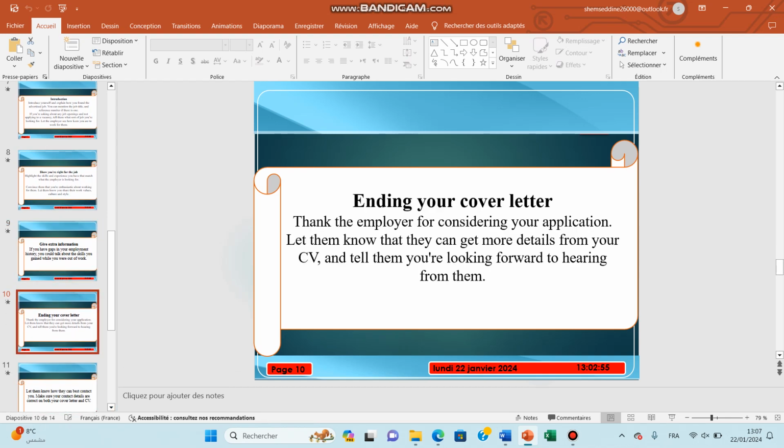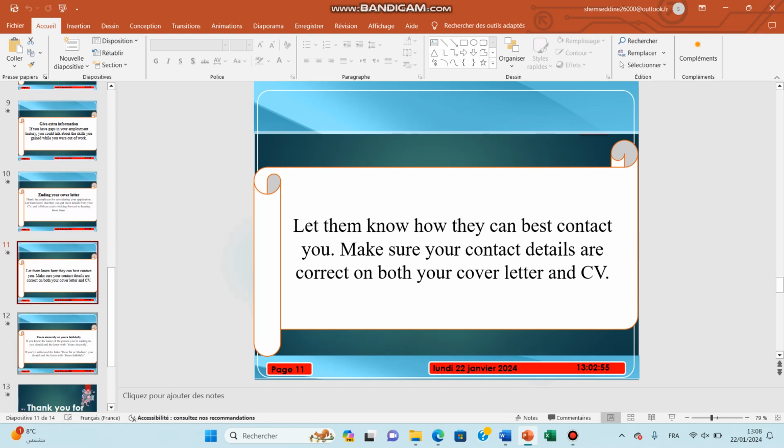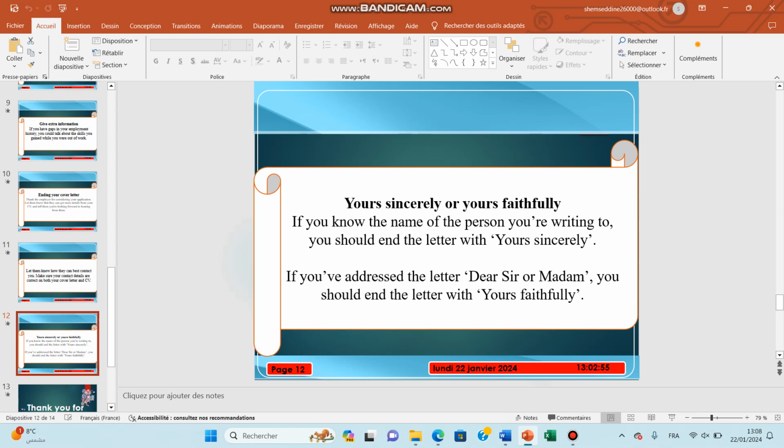So, thank the employer by the end of your cover letter for considering your application. Let them know that they can get more details from your CV and tell them you're looking forward to hearing from them. Let them also know how they can best contact you. Make sure your contact details are correct on both your cover letter and CV. At the end of your cover letter, you must write Yours sincerely or Yours faithfully.